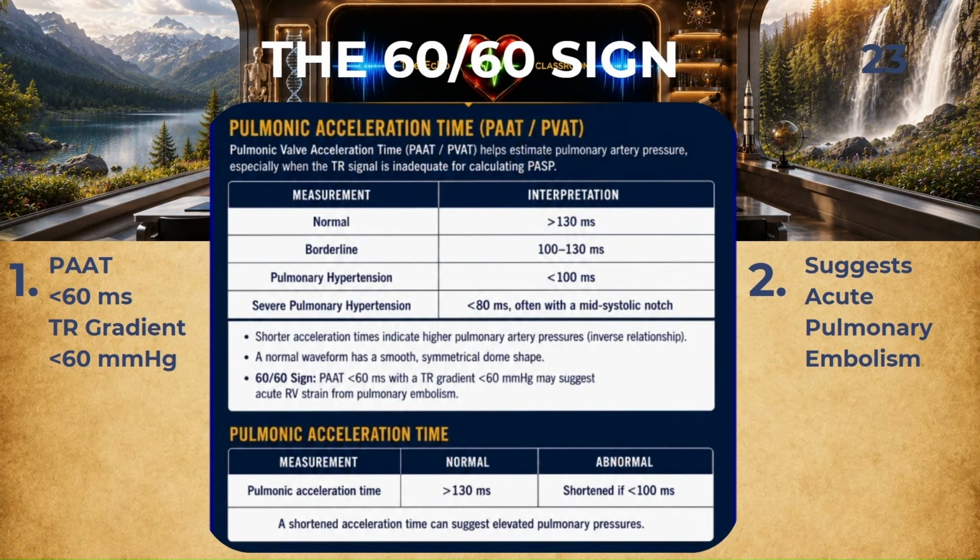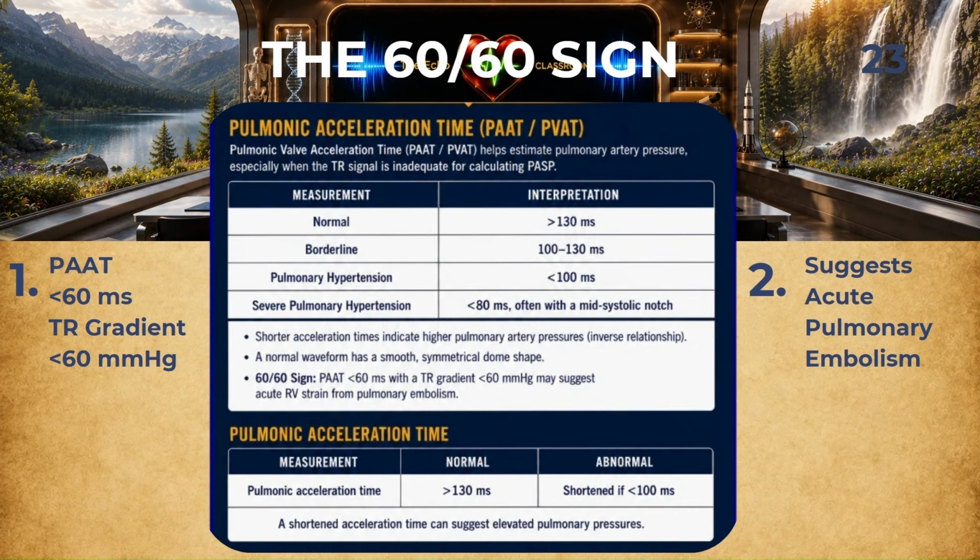The key word here is acute. In chronic pulmonary hypertension, the right ventricle has had months or even years to adapt. Over time, it develops the ability to generate significantly elevated pressures. But in acute pulmonary embolism, the situation is very different. The obstruction occurs suddenly. Pulmonary vascular resistance rises abruptly.